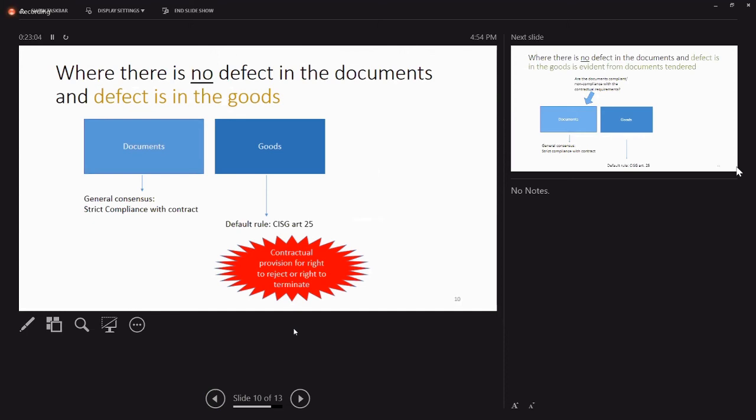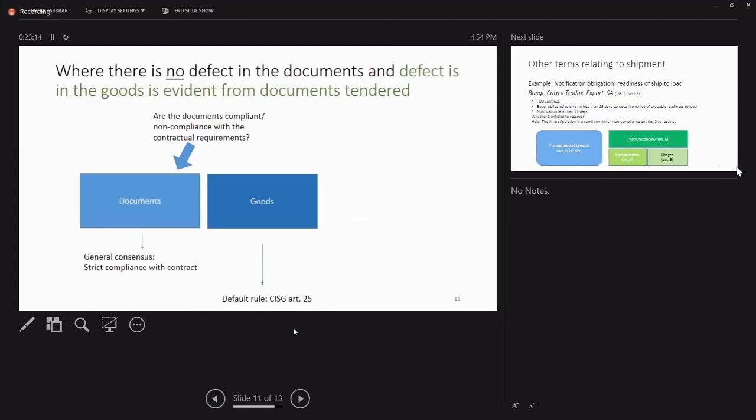So if you want to have the right to reject or the right to terminate for non-compliance, then one has to stipulate for that in the agreement. Okay. Now, where there is no defect in the documents, but the defect in the goods is evident from the documents tendered, right? So this is an interesting scenario where the defect in the goods is evident from the documents tendered.